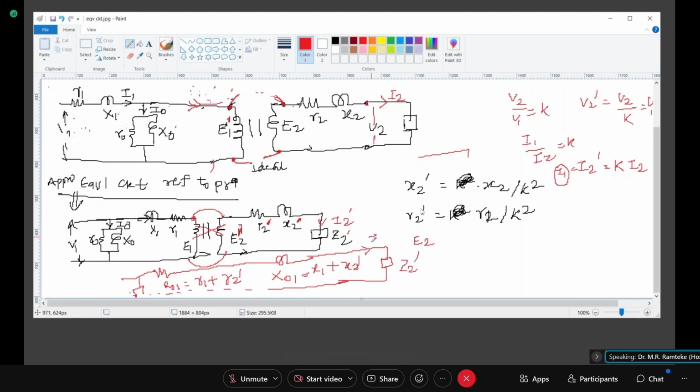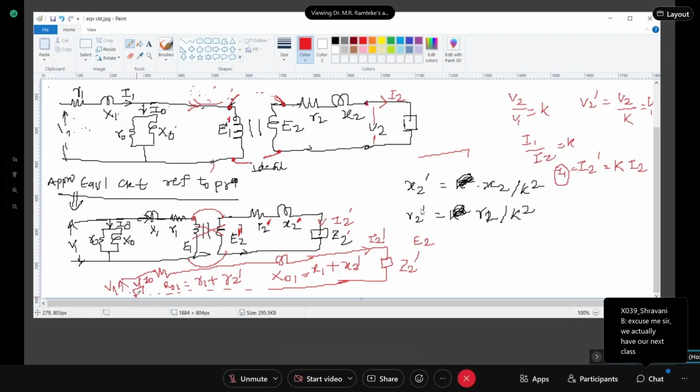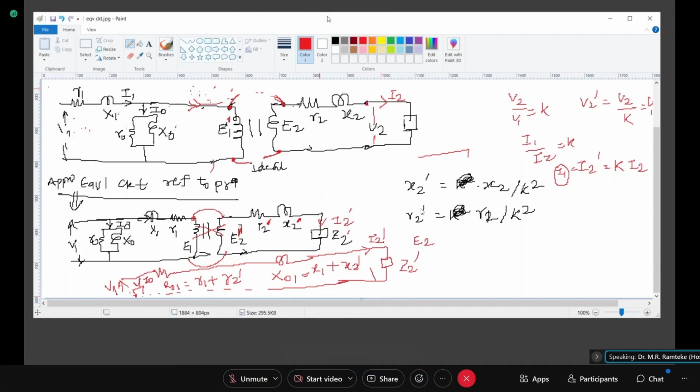Current flowing through this is I2 dash, and current flowing through this is I0. I have not drawn the complete branch, and this is my voltage V1, which I am applying between these two terminals. Okay, so here we stop. It is the approximate equivalent circuit referred to the primary.